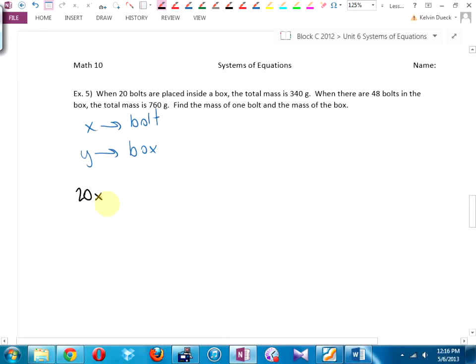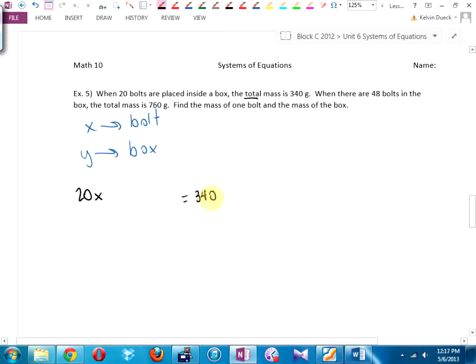Keep reading, starting with the word "are." "Are placed inside a box. The total mass is 340 grams." Now, total implies a mathematical operation. What? That's not a mathematical operation, and total doesn't imply equals. "Is" implies equals, and 340.